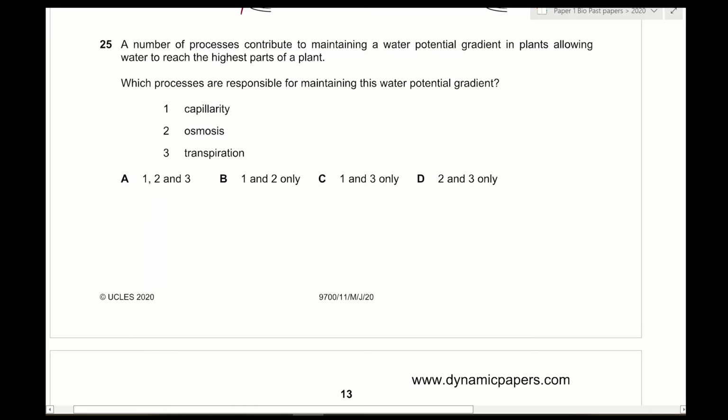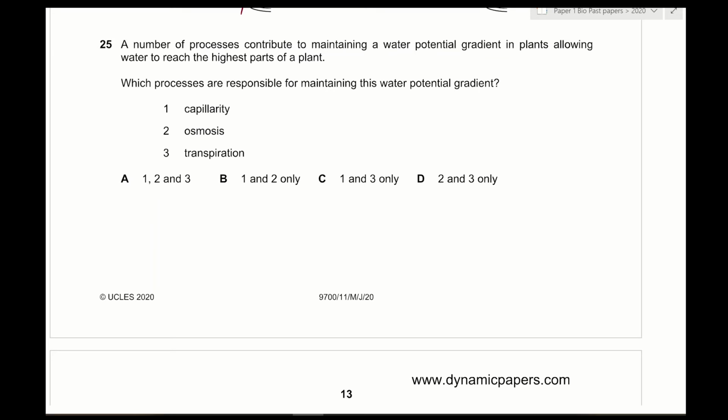25. A number of processes contribute to maintaining a water potential gradient in plants, allowing water to reach the highest parts of a plant. Which processes are responsible for maintaining this water potential gradient? So, water potential gradient is maintained by means of transportation of water through the plant. So that's what we're looking for.